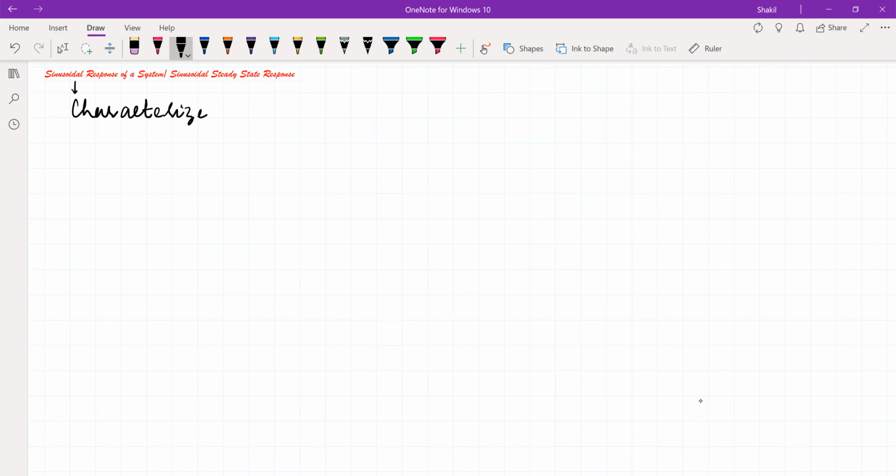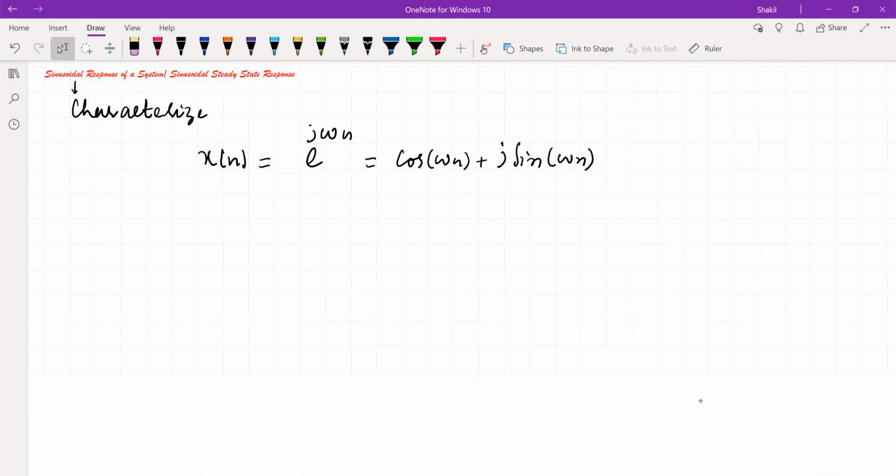Now, here our goal is to see, if the input is a sinusoid and the impulse response of the system is given, what is the relationship between the output response and this impulse response. We are going to use the input as a complex sinusoid, and we know from Euler's identity that e raised to j omega n is cos omega n plus j sine omega n. So we'll assume that the input is a complex sinusoid.